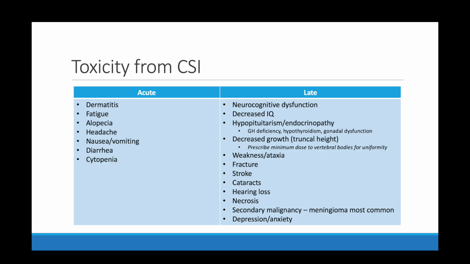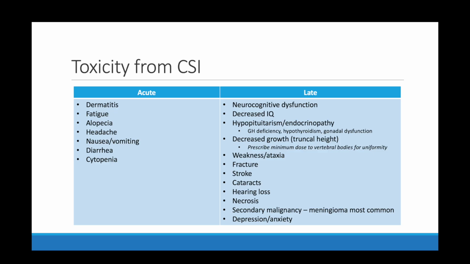One thing that we think about when we're treating kids that are still growing is prescribing a homogeneous dose to vertebral bodies. We try to cover them with a minimum dose, usually around 18 gray, across the entire vertebral body, just to ensure that they get a uniform dose. If we're not sure if the growth plates have fused or not, we can get x-rays of the hands and knees to evaluate.